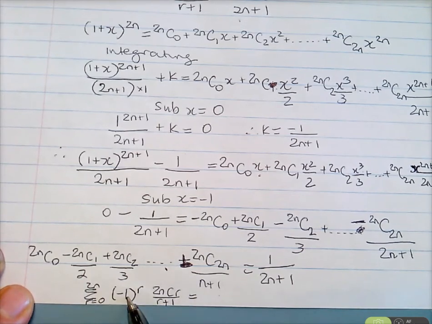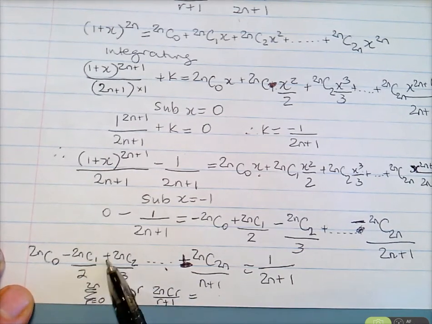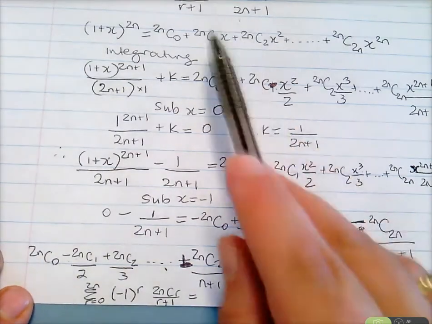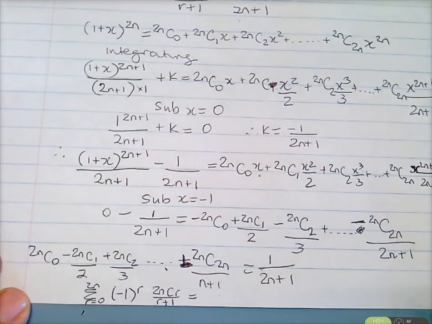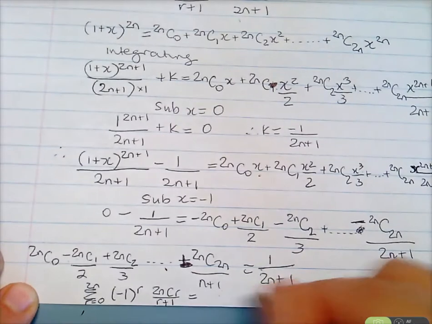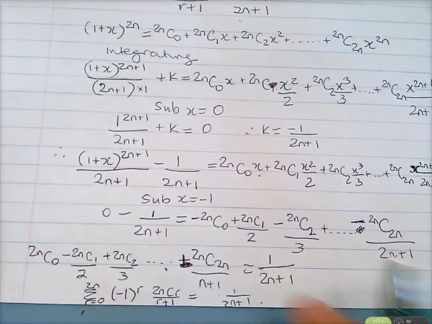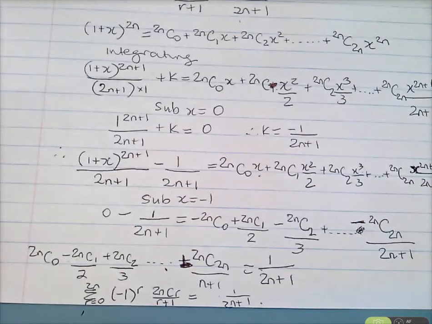That bit's correct. Now, if r is 2, negative 1 squared is the positive. So it's correct. If r is 1, we've got negative 1 to the 1 is negative, correct. 2nC1 over 1 plus 1 is 2. So that's what I do from there. Write down the question and just check that it's right, rather than trying to write it yourself. Equals 1 over 2n plus 1, and we're done. Okay, that's the end of that video.